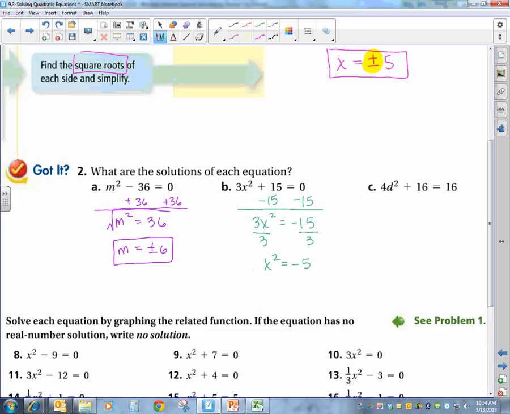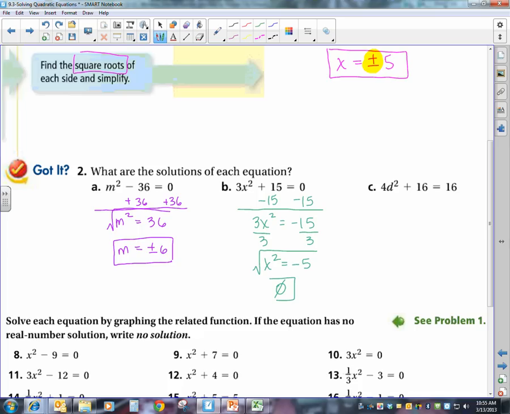Now, if you put that in your calculator because you didn't recognize something, your calculator is going to tell you error, because you cannot square any number and get a negative number. It's impossible. Two positives can't give you a negative, and two negatives can't give you a negative. So the answer that we have here is no solution.